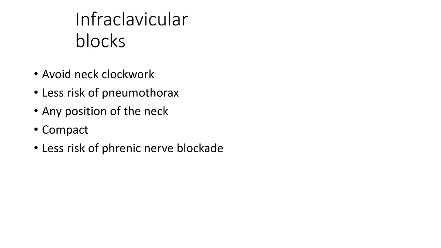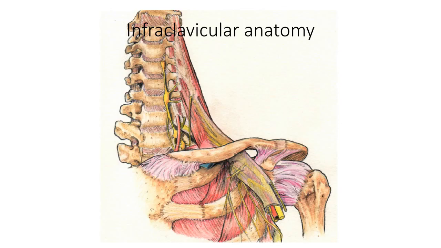In the infraclavicular area, the brachial plexus is still quite compactly placed. So a single injection has the potential to block most of the plexus. And there is less risk of phrenic nerve blockade with infraclavicular block. Looking at the anatomy, we're blocking the cords of the brachial plexus as they're positioned around the axillary artery.